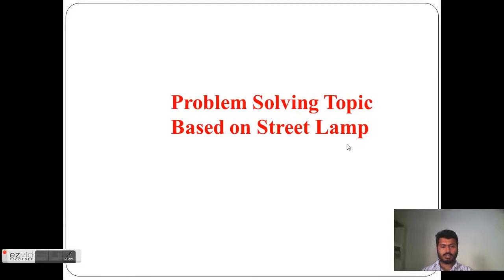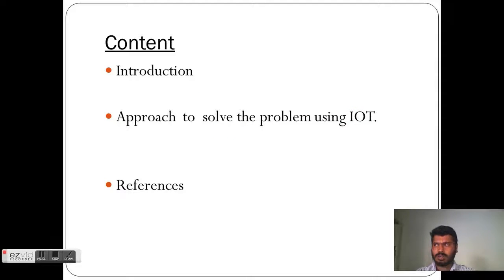My topic is automated street lamps, or initially the manual street lamps, which are to be converted to automated street lamps. So, a problem solving topic based on street lamps. The presentation goes like this: first, the introduction, which covers how current street lamps are used, what their drawbacks are, what could be the remedy, or the idea and approach behind it to solve the current problem.